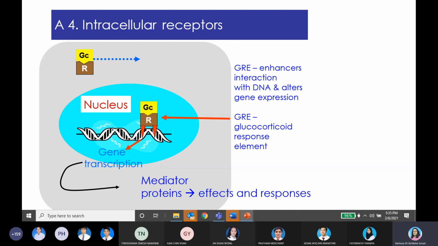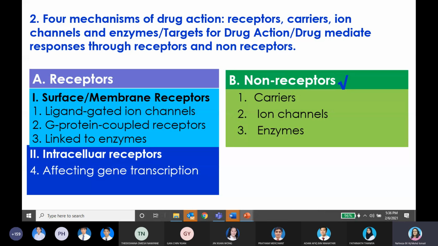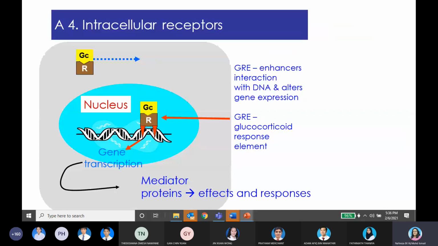Now you'll have a whole lecture, and I think that's happening in semester 4, where you will learn about the pharmacology of corticosteroids, and you will be learning about the mechanism of action again. But for now, it's enough for you to know that it's intracellular. It causes gene transcription, which leads to synthesis of new proteins, which will affect and give clinical responses. All right, we're done with receptors.